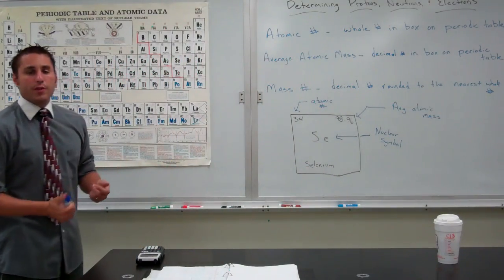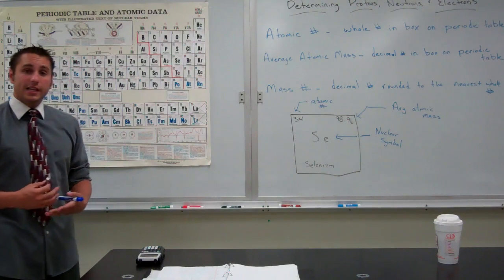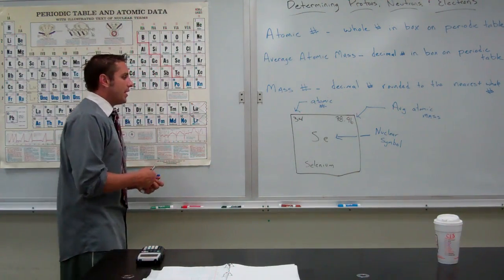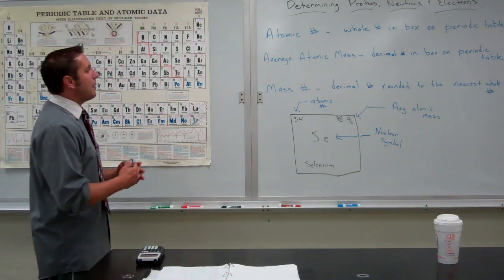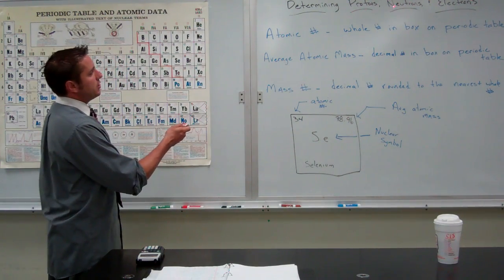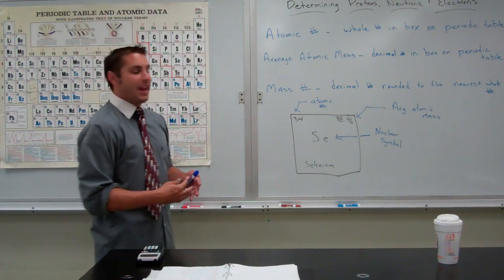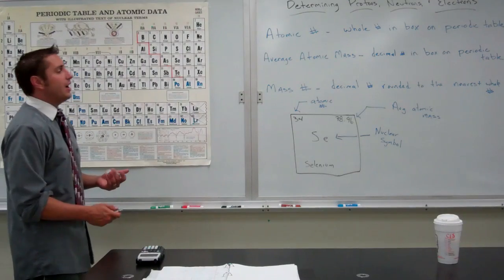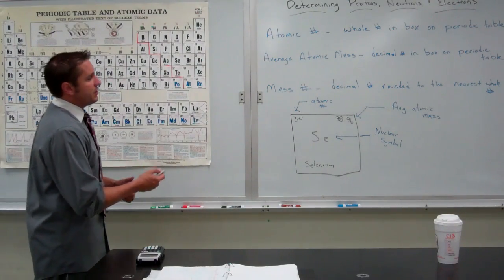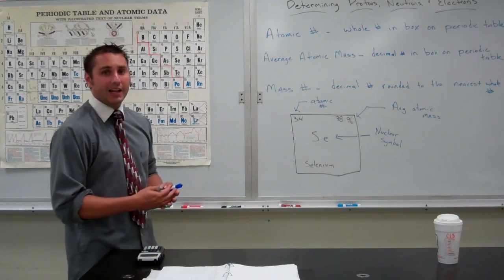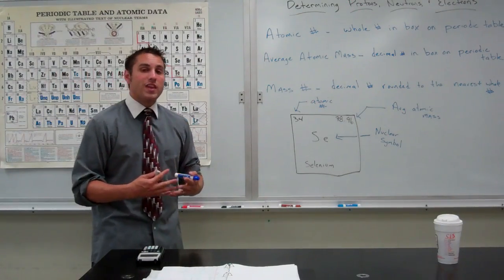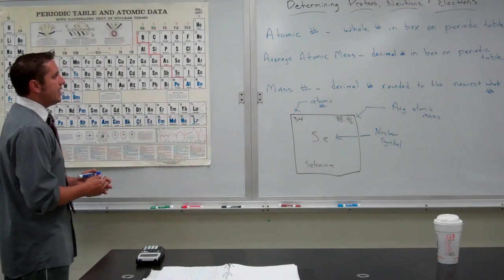So why is it important that we know what these are called? The reason it is important is because the atomic number and the average atomic mass are able to tell us about the number of protons, neutrons, and electrons that a particular element possesses. And that's very important because the number of electrons determines how an element reacts, and the number of protons determines who the element is, who is their identity.